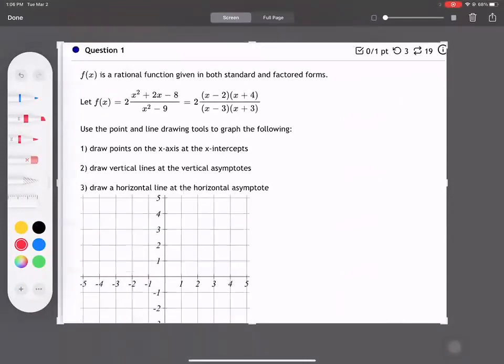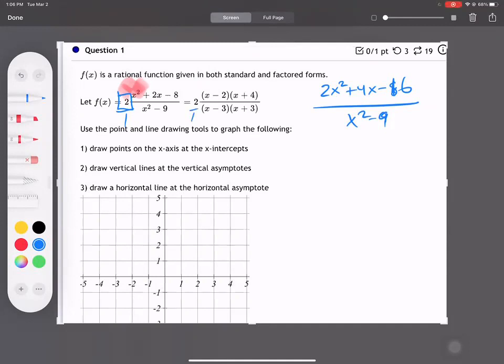So for this problem, I want you guys to make note that if I multiply this in, this is going to be 2x squared plus 4x minus 16, all over x squared minus 9. Now please note that this 2 in the front, it's not 2 on the top and 2 on the bottom. Nope, nope, nope. It's just 2 on the top because it's an invisible 2 over 1. So please be aware that's just 2 over 1, and that's going to be a big deal later.